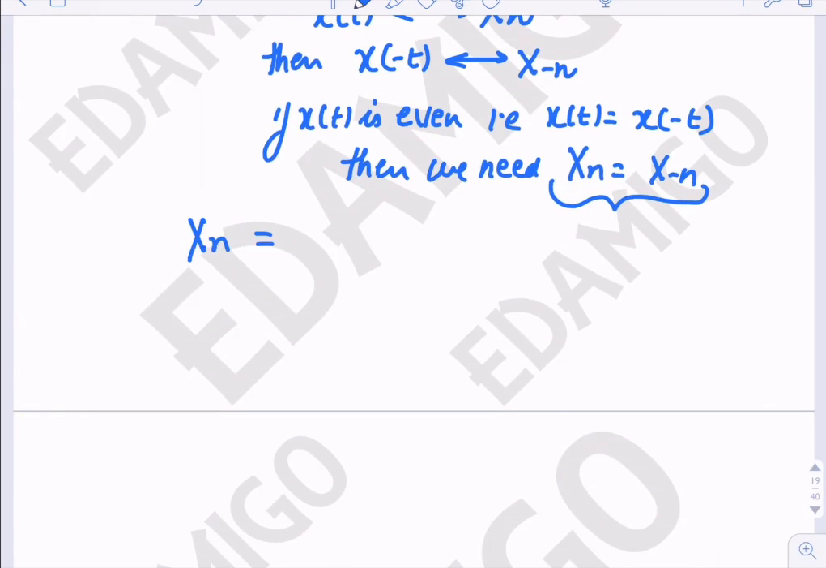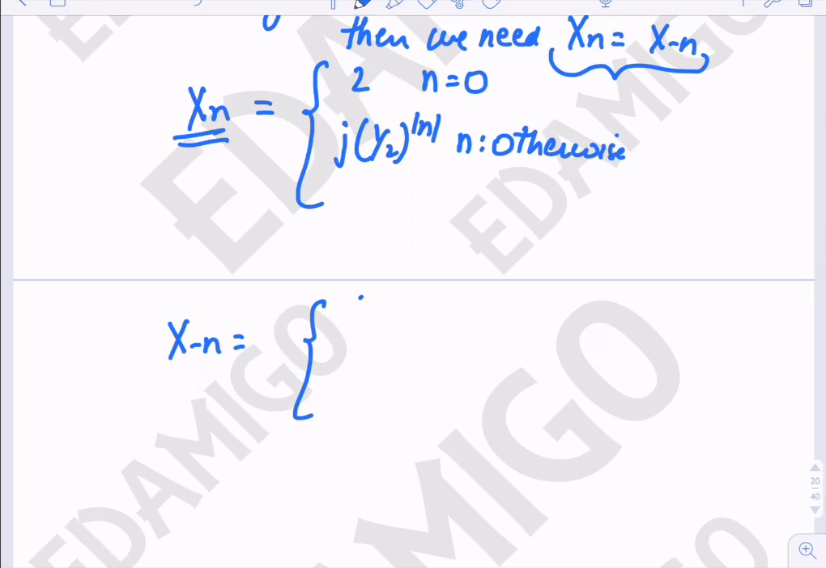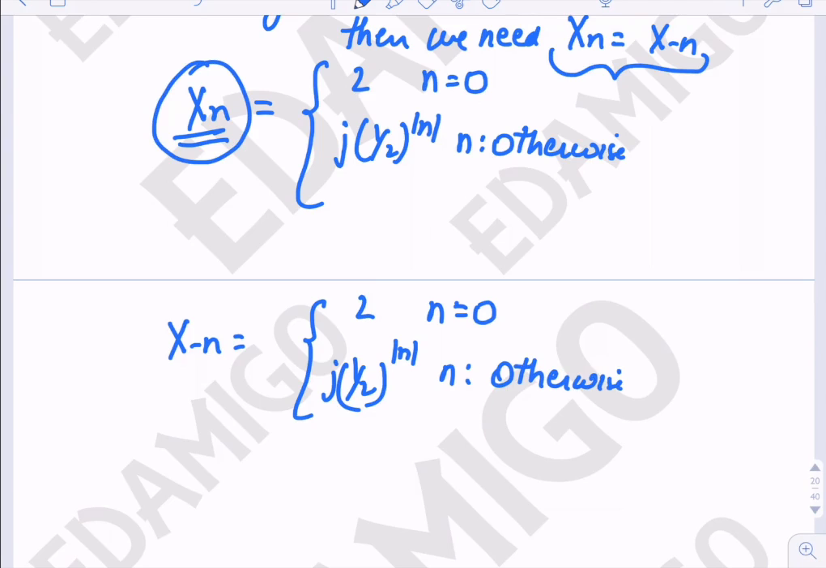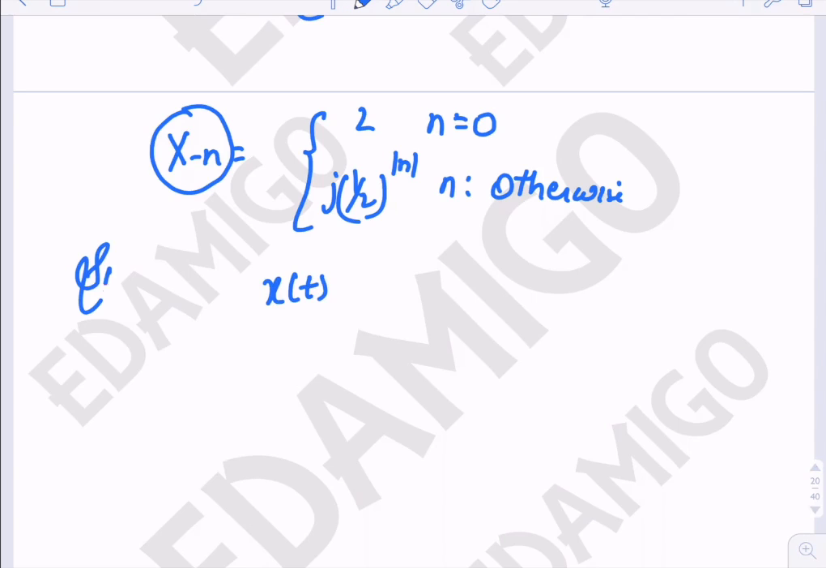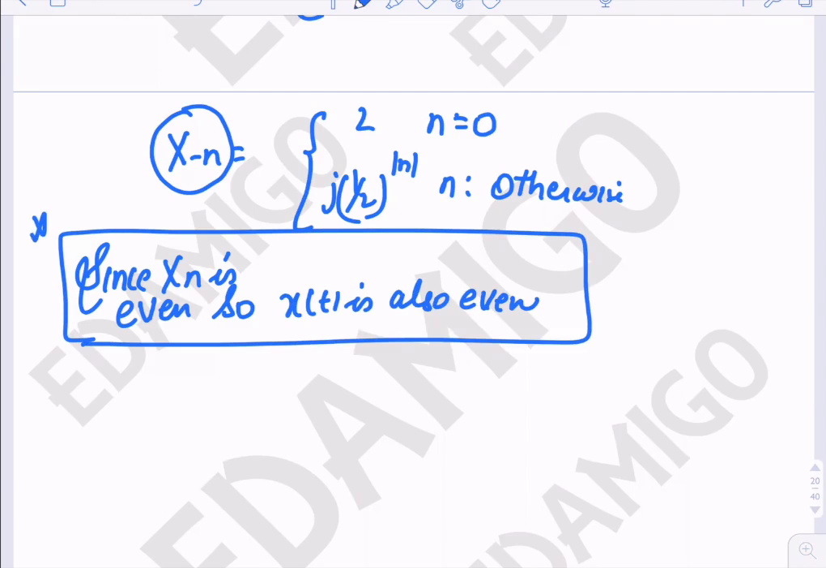Now as we know, x_n is equal to 2 for n equals 0, j (1/2)^|n| otherwise. Now here this is x_n. If we put x of minus n, then it will be equal to 2 for n equals 0, j (1/2)^|-n|, which is equal to |n|, otherwise. So we can see that x_n and x of minus n both are the same, or x_n is even. Since x_n is even, x(t) is also even. So this is the solution to the second part of the question.